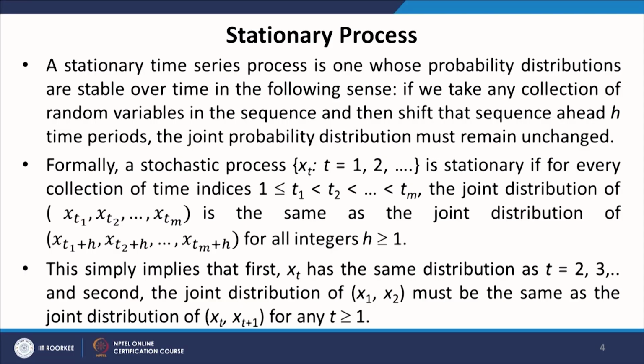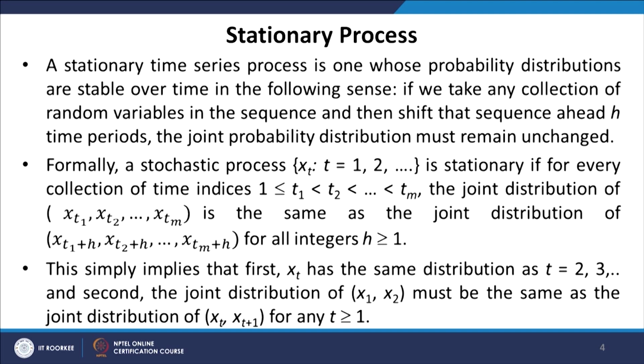In module 39, I will be discussing how to test for stationarity. So, a stationary time series process is one whose probability distributions are stable over time in the following sense: if we take any collection of random variables in the sequence and then shift that sequence ahead h time periods, the joint probability distribution must remain unchanged.